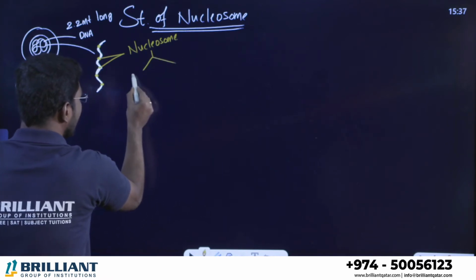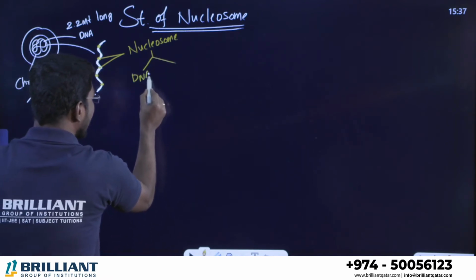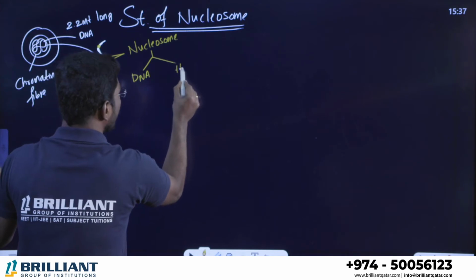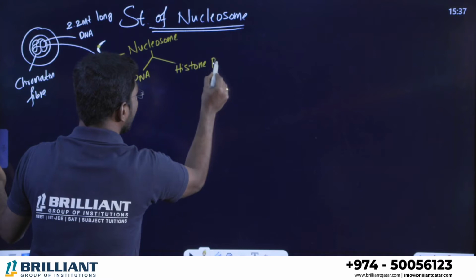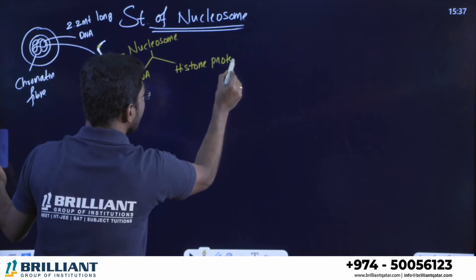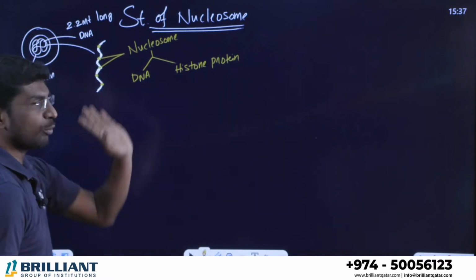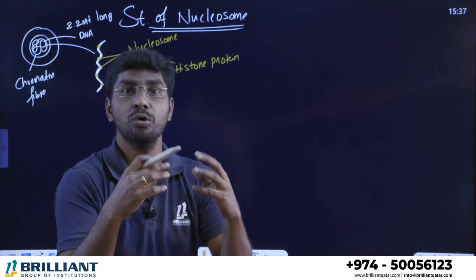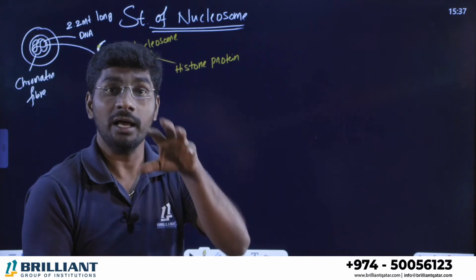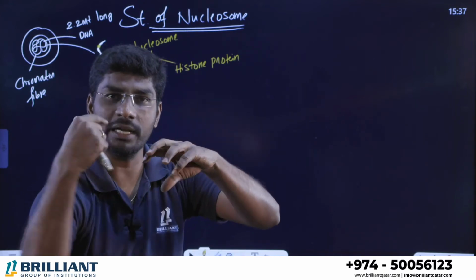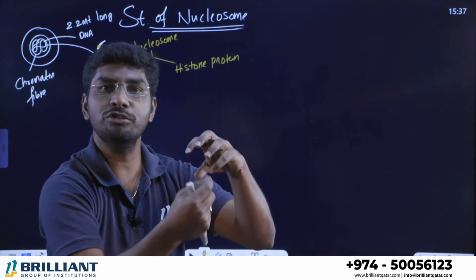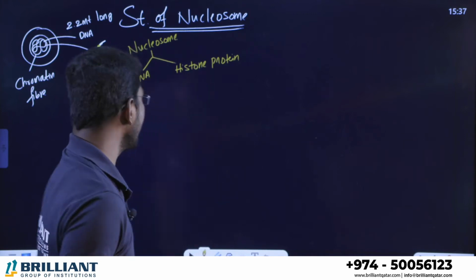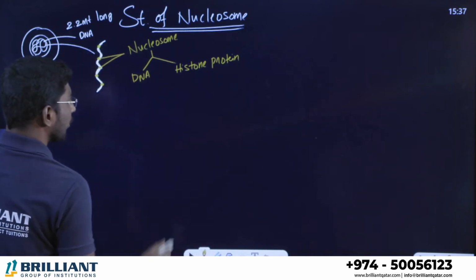This nucleosome is made up of two things. One is DNA. The second one is histone protein. What is the second one? Tell me. Histone protein. Everyone keep it in your mind. Histone protein, we can also say histone octamer, and around this histone octamer the DNA will be wrapped. Let me discuss the histone protein first.